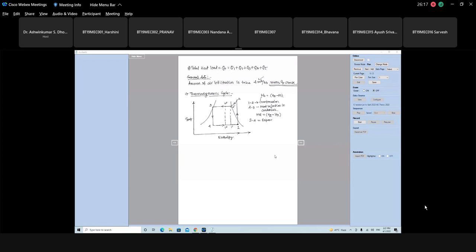And 4 to 1 is basically the process of coolant latent heat of vaporization. So heat absorption in the evaporator is given as H1 minus H4. So this is basically the process of the thermodynamic cycle.